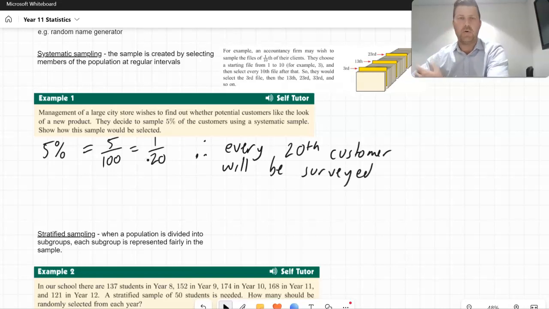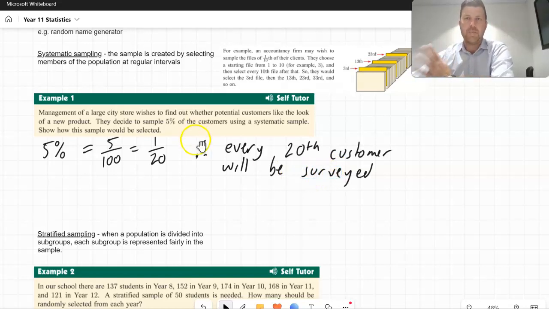Okay, so for example, they might look at choosing the 5th customer to walk in the store, or the 7th customer to walk in the store, and then every 20th customer after that. So let's say they chose the 7th customer, they get surveyed about the new product, then the 27th customer that walks through the door would be surveyed, the 47th customer would be surveyed, and so on.